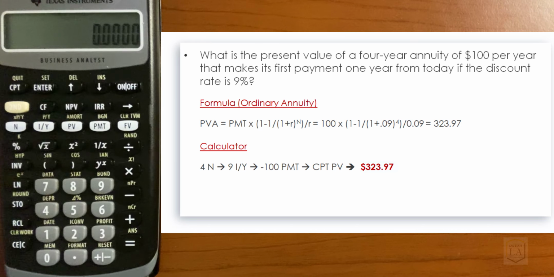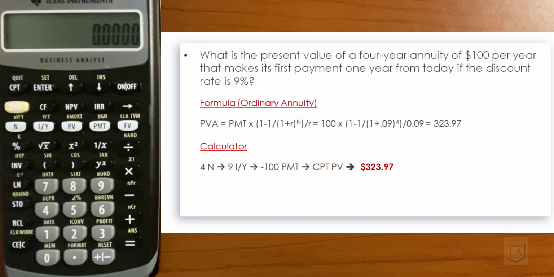Now let's work on ordinary annuity exercises. The first exercise is asking for the present value of a 4-year annuity of $100 per year that makes its first payment 1 year from today. What that means is the first payment is being made at the end of the period, so this is an ordinary annuity example. And the discount rate is 9%.